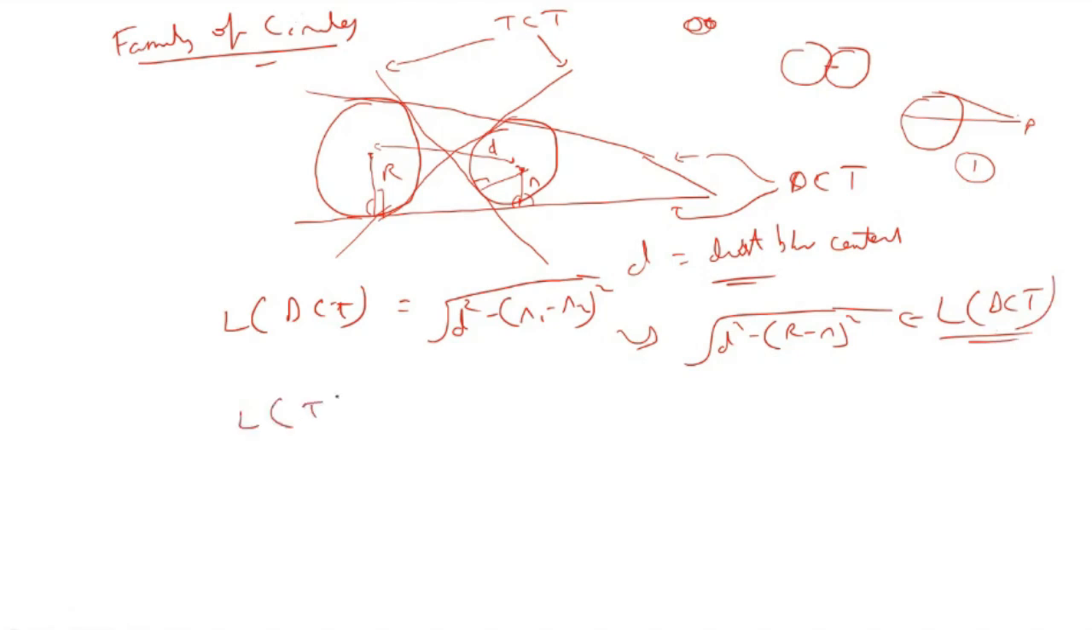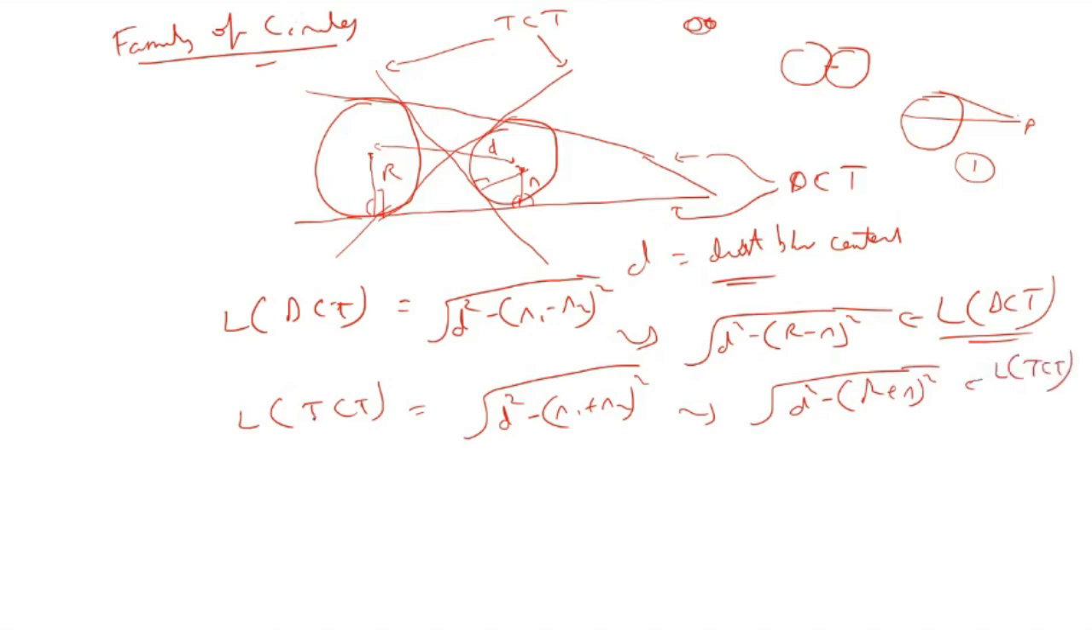The length of the transverse common tangent, which is these two, has a very similar formula. The only thing is it becomes (r1 plus r2) squared, which in the above case will be (R plus r) squared. This is the length of the transverse common tangent. You can see from the equations themselves that d squared is the same, the minus is the same, and the only difference is R minus r and R plus r. In the case of the direct common tangent, a smaller amount is getting subtracted, while here you're subtracting R plus r, a bigger number.